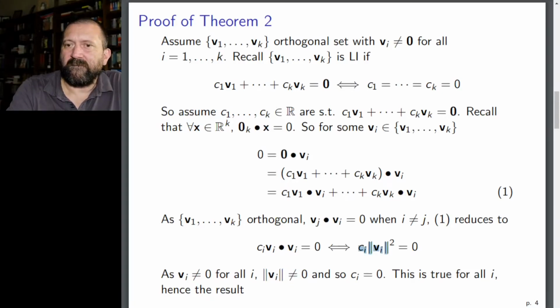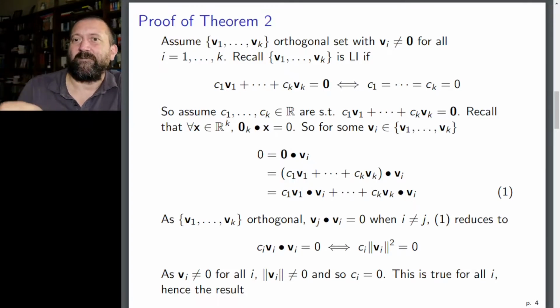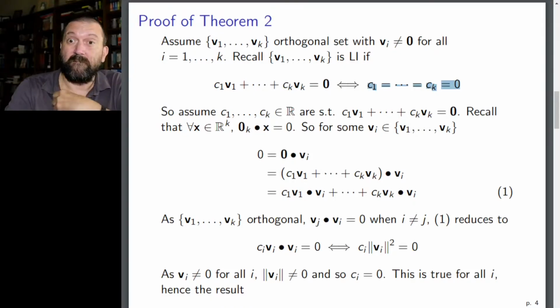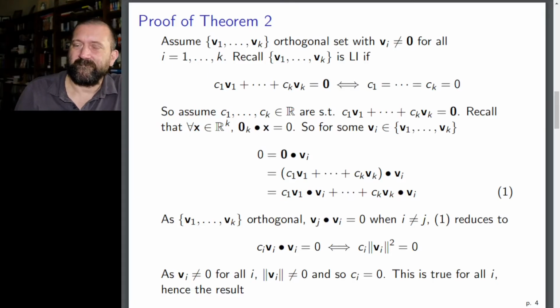So here I have a product of two numbers, Ci times the norm of Vi squared, and that product is equal to 0. These are scalars, so the only possibility, since the norm of Vi squared is non-zero, is that Ci must be 0. And this has to be true for all i. So I have the result, because the only way for this expression to be true is for all the Ci's to be 0. Okay, so we have linear independence.